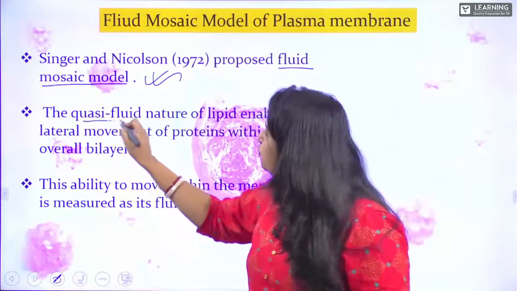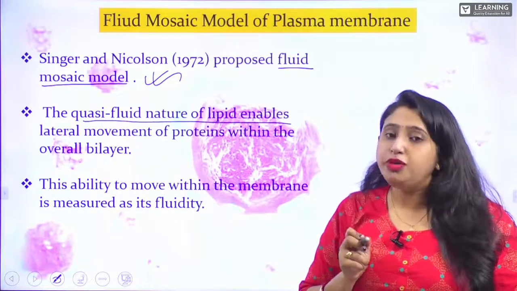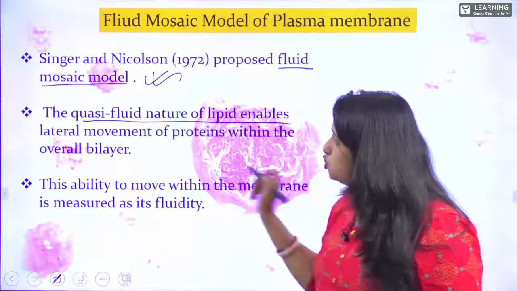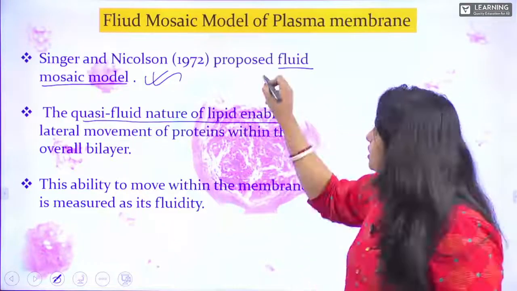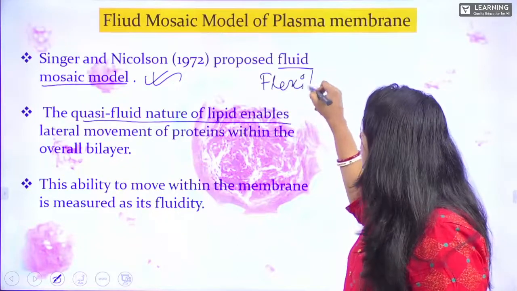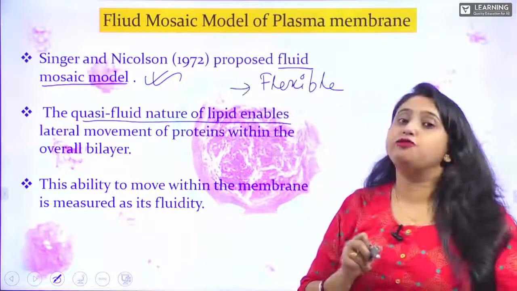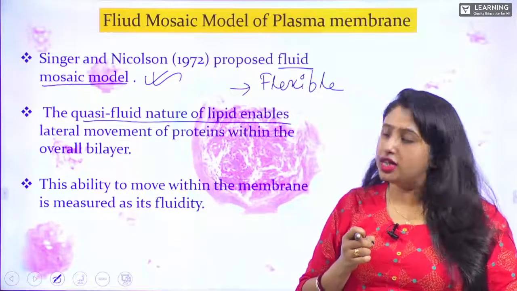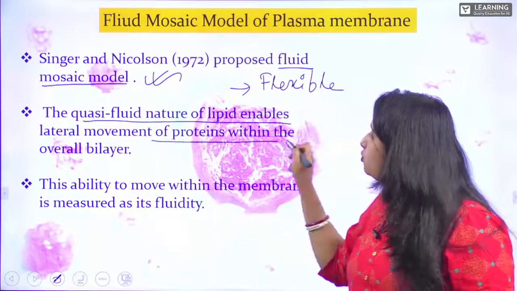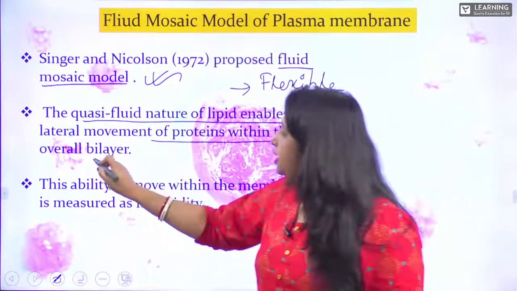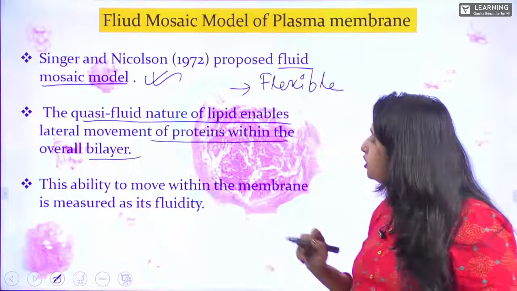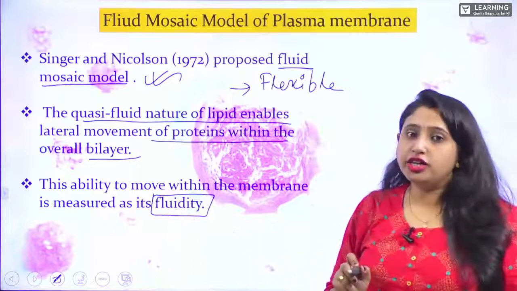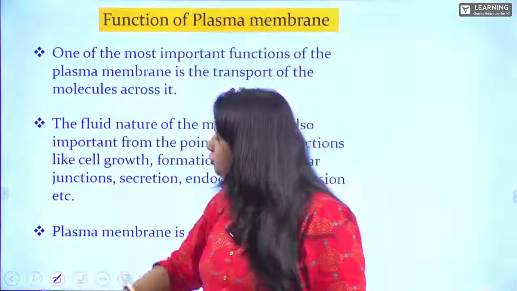So this is the quasi-fluid nature of lipid which enables the movement of molecules inside the cell. So this is flexible, and because of its flexibility, the molecules can easily move inside the cell, okay? So there is a lateral movement of proteins within the bilayer. This ability to move within the membrane is measured as fluidity. So they have proposed this.